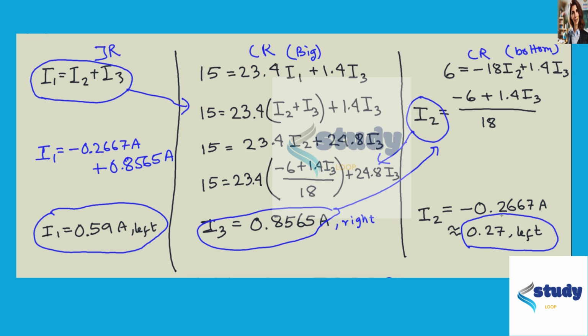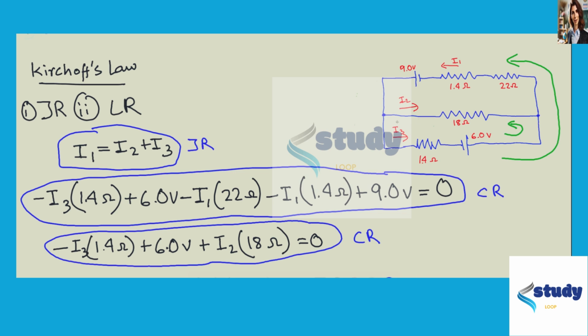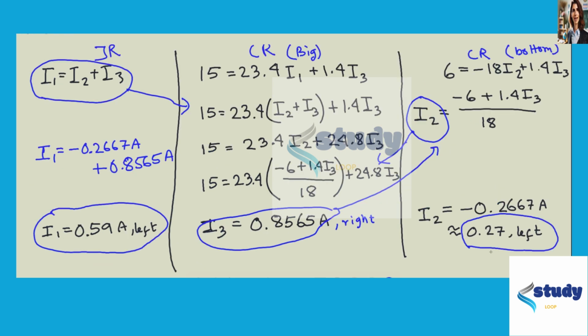So the only trick here is, since we got a negative sign for I2, that means the given direction, or the direction that we took, is not correct. So we need to switch our direction. Instead of putting it on the right, we made it left.